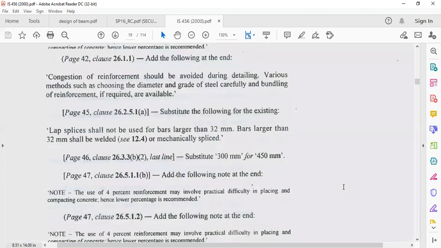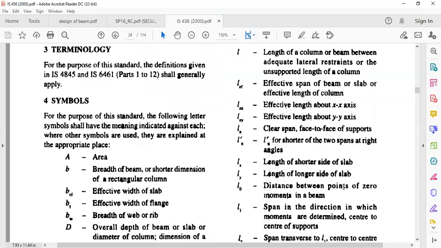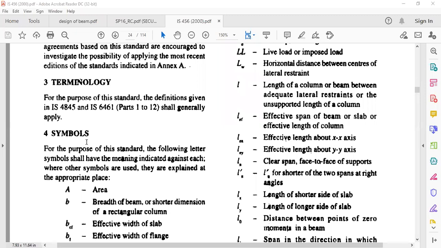Since we have to take the reference from it, it is very important that what exactly the things is mentioned. Sometimes there are certain symbols which you do not understand, so you can directly go through this part. Yes, there are already symbols. Whatever symbols have been used here in this IS code, they are already mentioned.